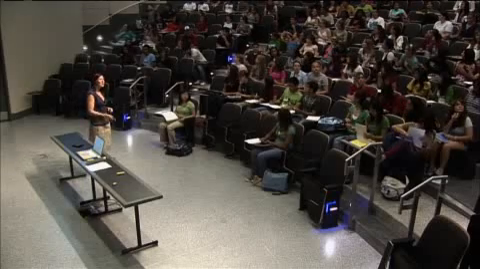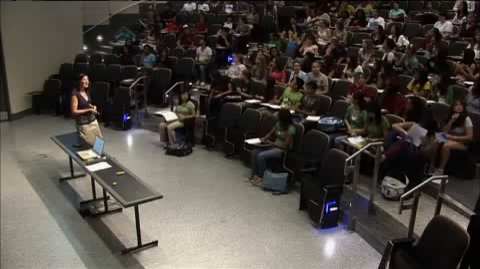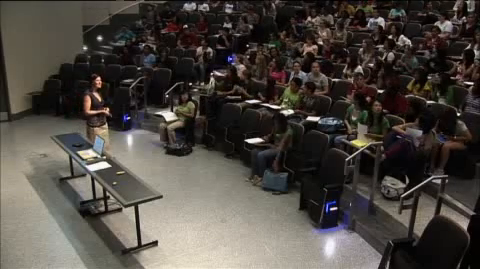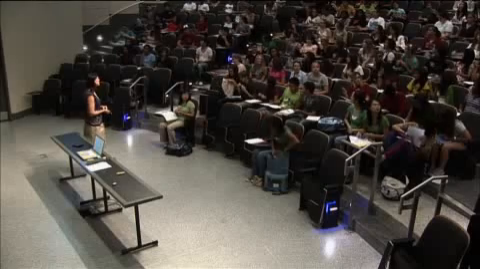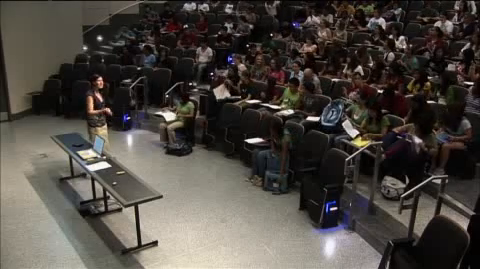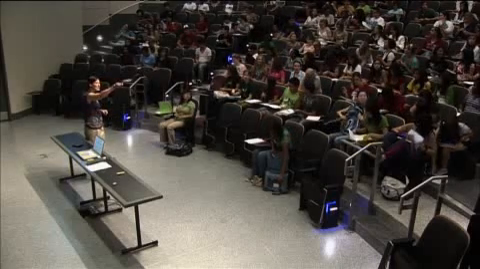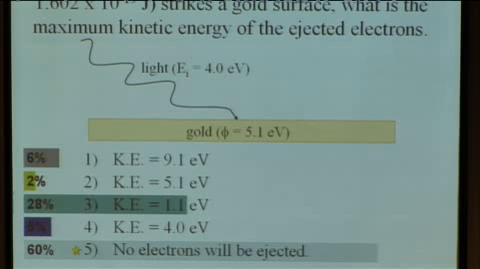All right, so it looks like some of you were tricked, but many of you were not. No electrons will be ejected. The reason is that this is the minimum amount of energy required from the energy going in in order to eject an electron. So if the incident energy is less than the energy that's required, absolutely nothing will happen. That's the same thing we were talking about with threshold frequency.